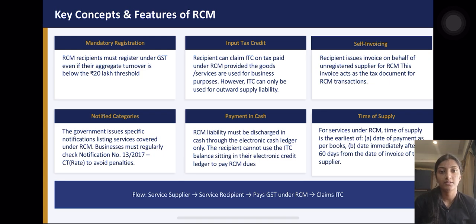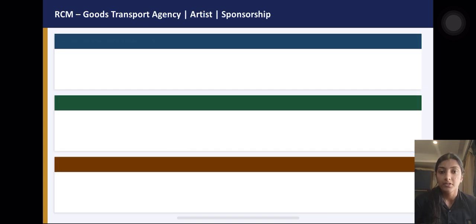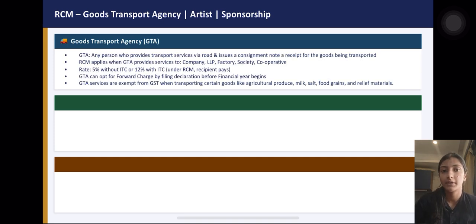Now, the three categories that we are covering today. First, goods transport agency. A GTA is any person who transports goods by road and issues a consignment note. This consignment note is the key. It is basically a receipt saying, I have taken your goods for delivery. Without it, they are just a truck owner, not a GTA.